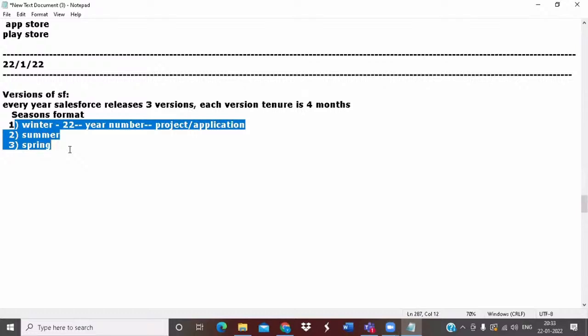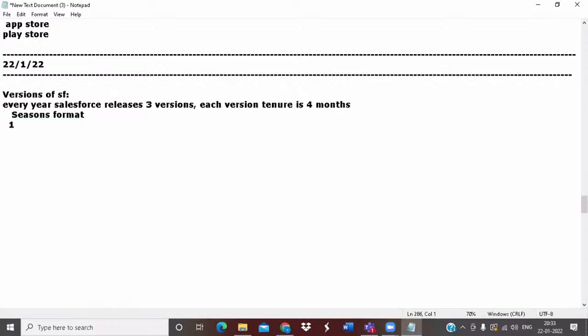So undoubtedly, whatever application you developed on the previous versions and the old versions, the same applications can happily run on what? Future versions. No problem. Clear all of you? Yes. So this is all about versions of Salesforce. I hope you understand this.